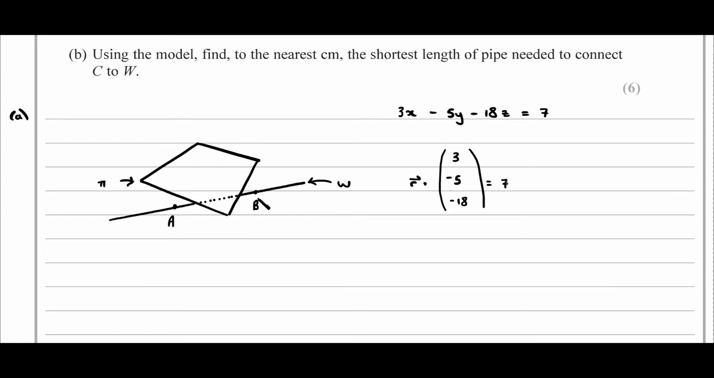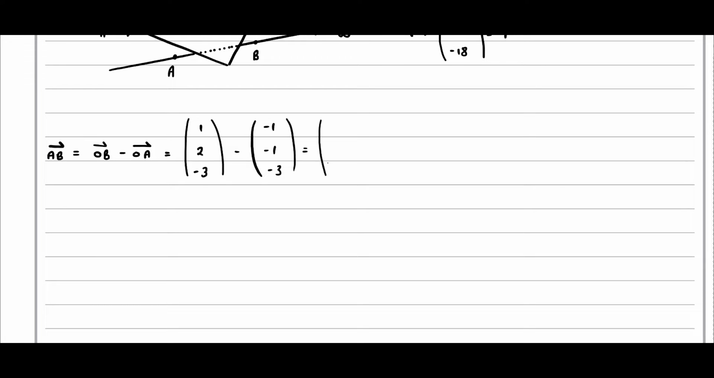Now, the first thing we can do, we can find the direction of W by considering the vector AB. So the vector AB, that's equal to the vector OB minus the vector OA. So the vector OB, (1, 2, -3). The vector OA, (-1, -1, -3). Working this out, we get (2, 3, 0). So that's the vector AB.